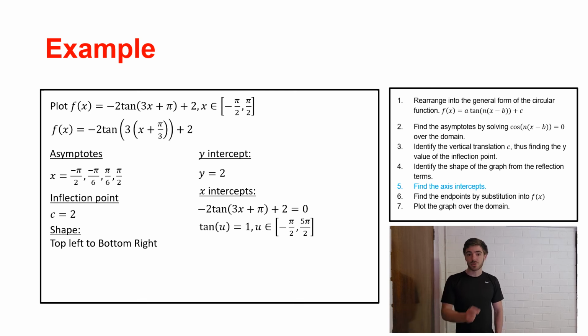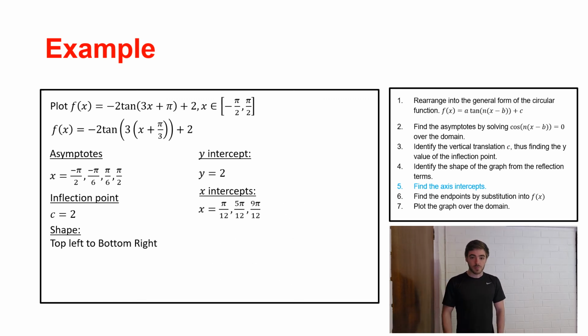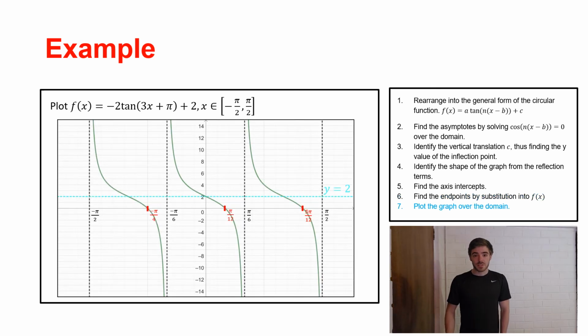The good news is we can borrow the results from earlier to help us out with this. Having done that, we just got to figure out where tan is equal to 1 over that given domain. And after finding those solutions, we're just going to divide everything by 3 and subtract pi over 3 from all those solutions. From here, normally we would have to find the endpoints, but in this case we've actually already found them. We know they're asymptotes. So all that's left to do now is plot the graph with all those key features.